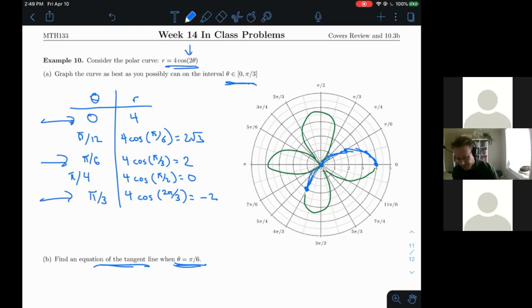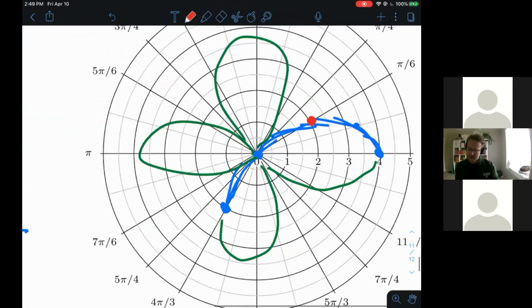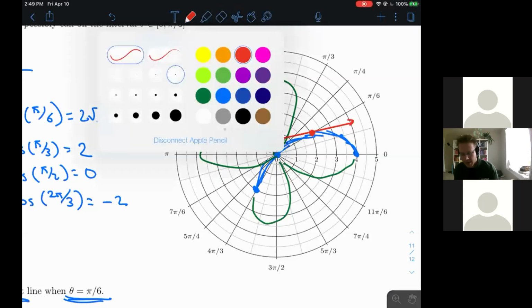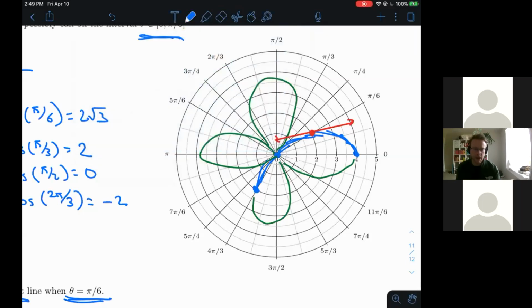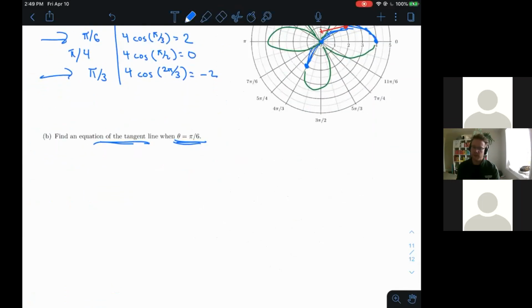And now we can see that here at pi over 6, we could go through the whole process. It looks like maybe this is horizontal, or maybe it's slightly positive. That's why we did this, just to see what is a reasonable answer here. I think the slope of the tangent line here should be either a little bit positive, or I wouldn't be terribly disappointed if it was 0, maybe I just have a bad picture. But I think it's going to be a little bit positive, or maybe 0, for the slope of the tangent line. So let's go ahead and figure it out: find the equation of the tangent line at theta equals pi over 6.